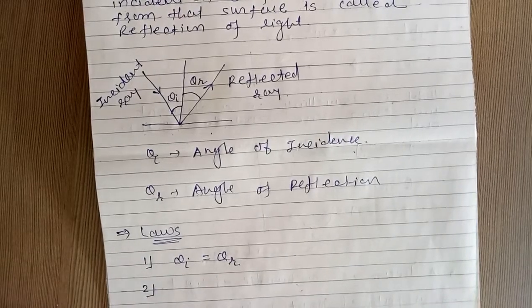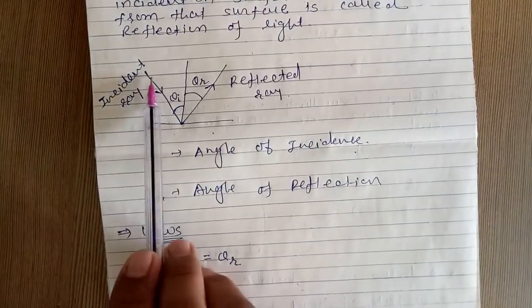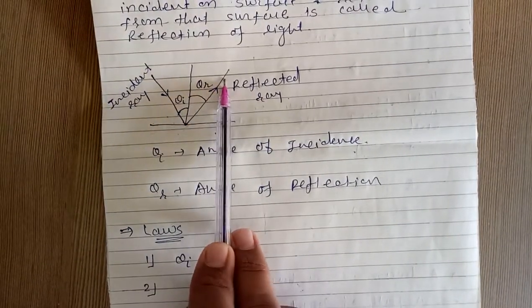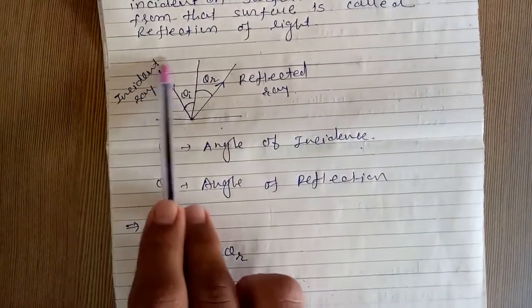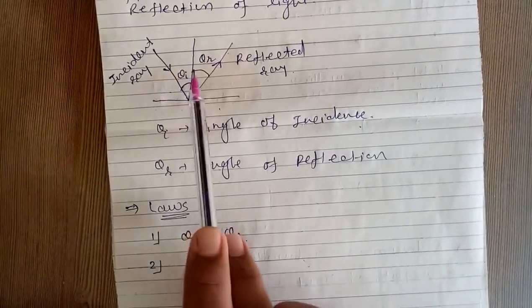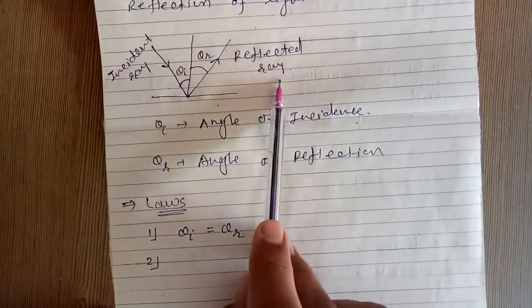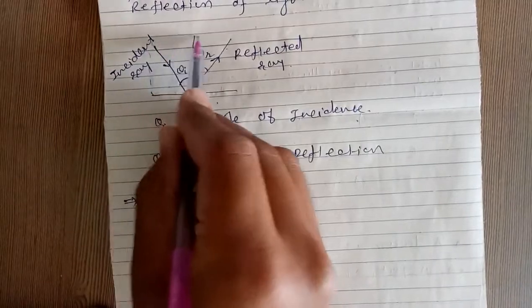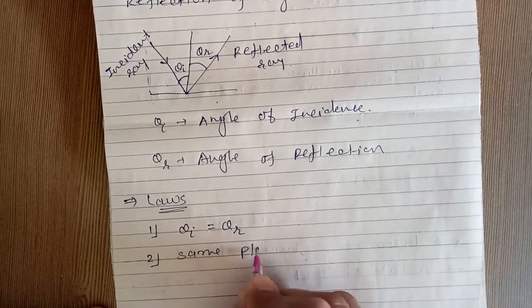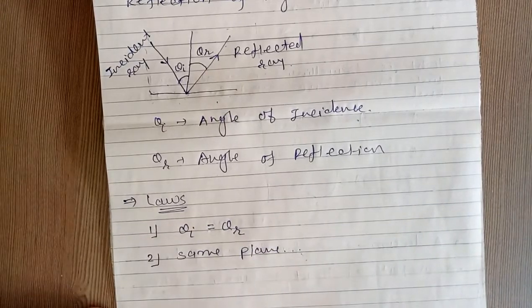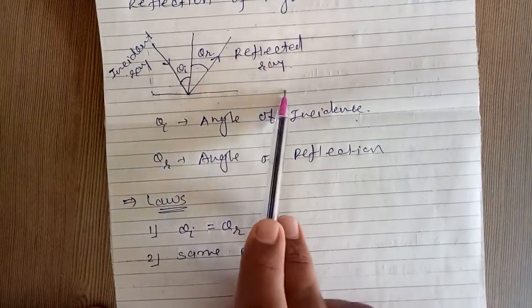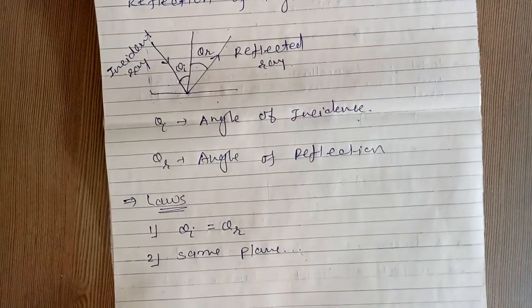And the second law is the incident ray, normal and reflected ray are in the same plane. You can see in this figure. Once again, I repeat, the incident ray, normal and reflected ray are in the same plane. Okay, so we can write: same plane.